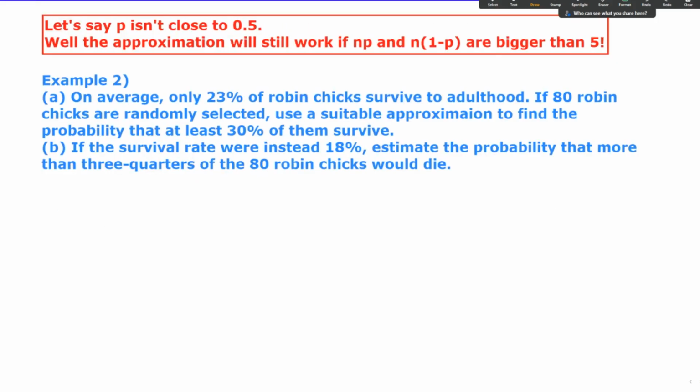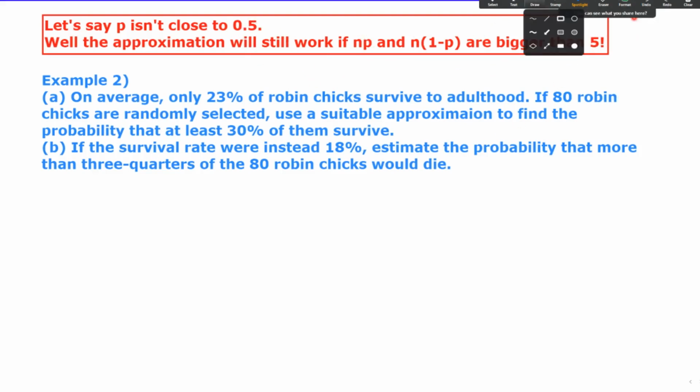0.2424. Okay, so let's say that p isn't close to 0.5. So actually, the approximation will still work if np and n times 1 minus p are still bigger than 5. Bear in mind that's not 5 factorial, that's just 5.